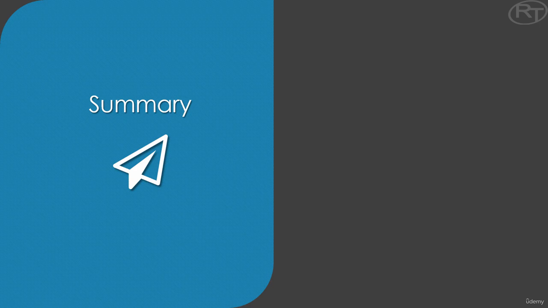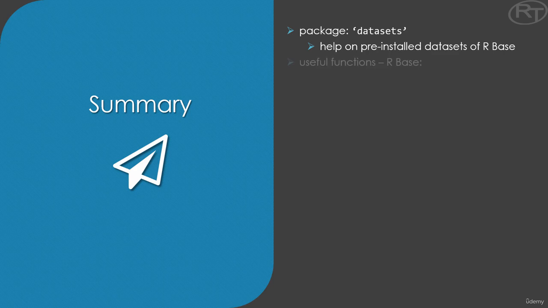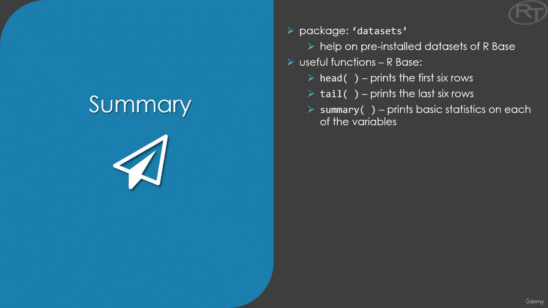Alright guys, let's recap what we learned in this video. I showed you that there is a package called datasets in base R which houses an array of pre-installed datasets. You can easily use these datasets to learn R and to try out new tools. I showed you how to get help for these pre-installed datasets. For a first impression on newly imported data, we discussed the functions head, tail, summary, and we also took a look at visual impressions with plot and hist.